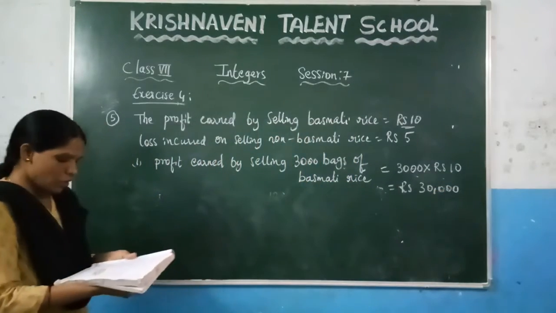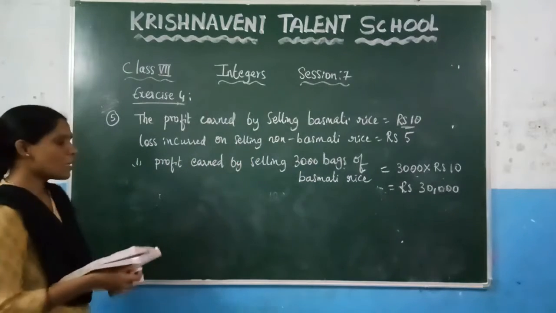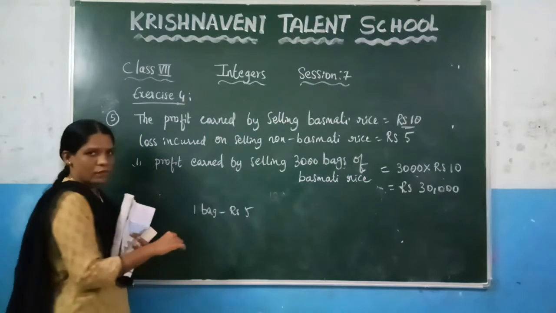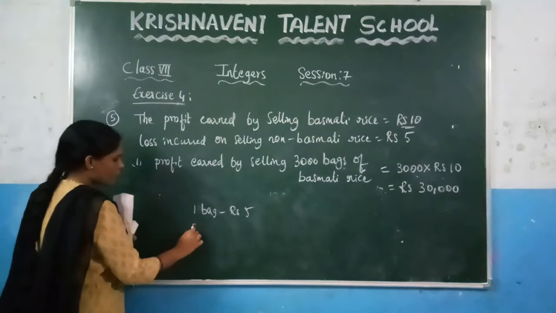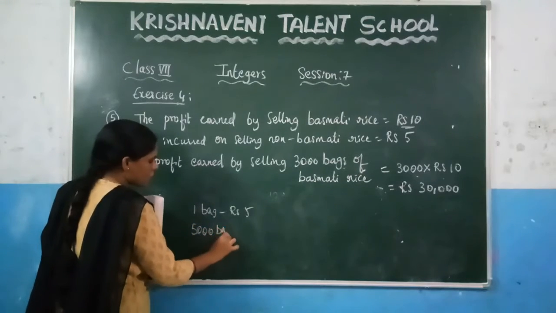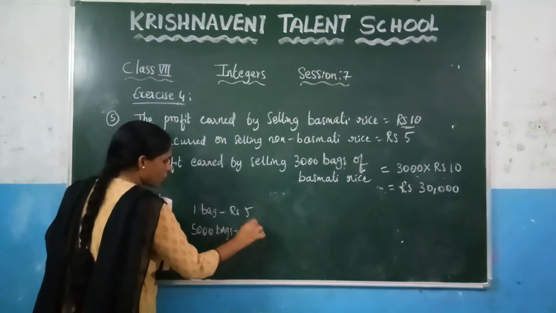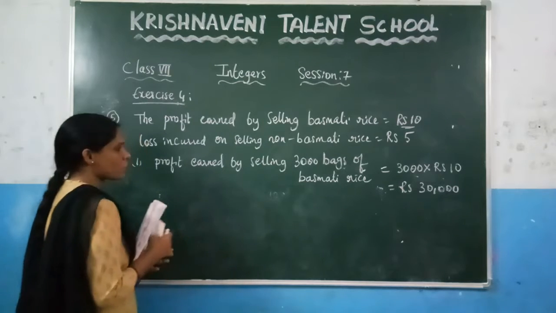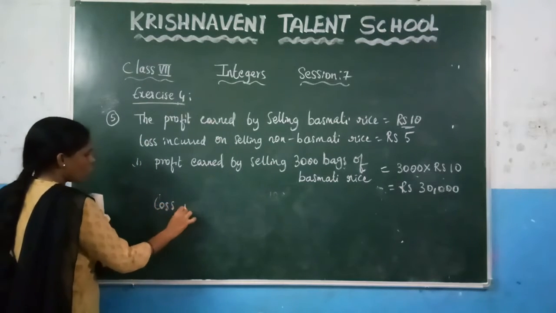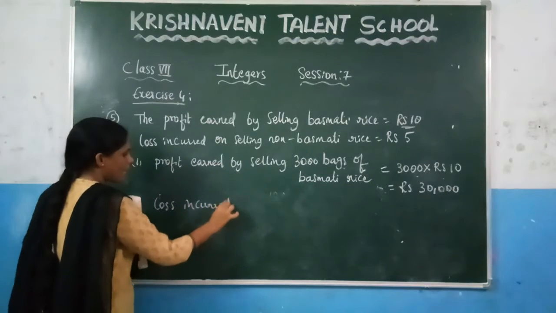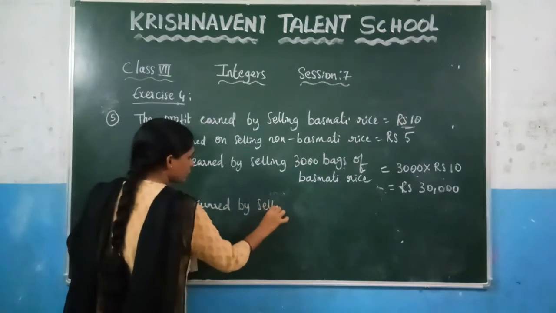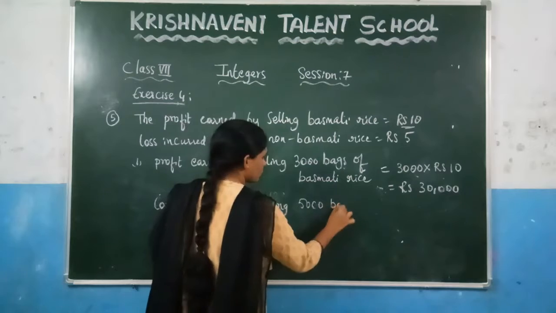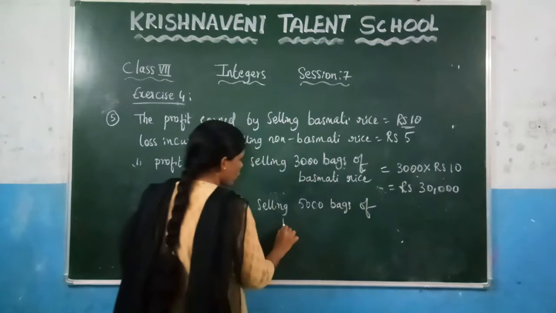Now add 5000 bags for the non-basmati rice. For 1 bag of non-basmati rice, how much loss does he get? 5. And here it is given 5000 bags. How much loss will he get, which is nothing but 5000 into 5. You need to multiply 5000 with 5 so that you get the loss. So write here, loss incurred by selling 5000 bags of non-basmati rice.